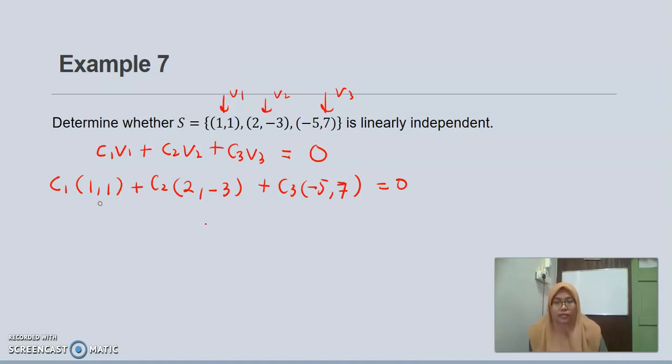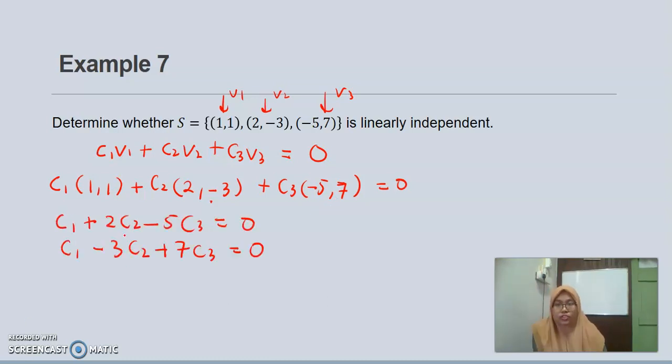C1 times V1 plus C2 times V2 plus C3 multiplied with the third vector. And then from here, I will get C1 plus 2C2 minus 5C3 equals 0. And then the next equation, C1 minus 3C2 plus 7C3 equals 0. So from this system, I can write this into matrix form.